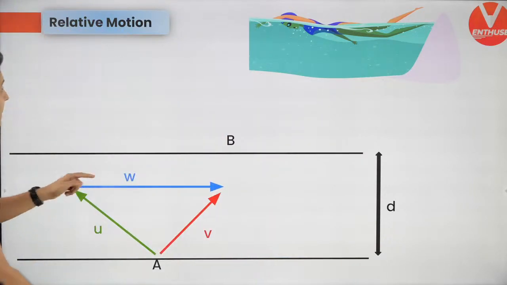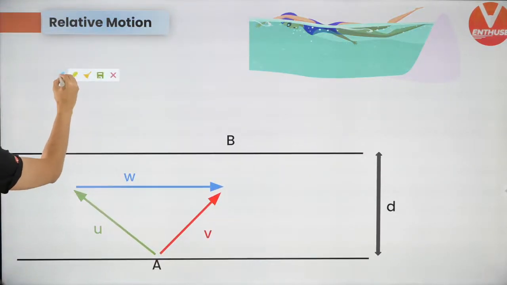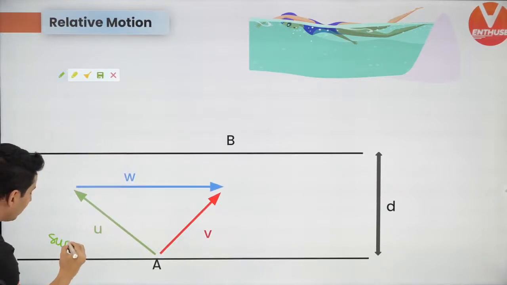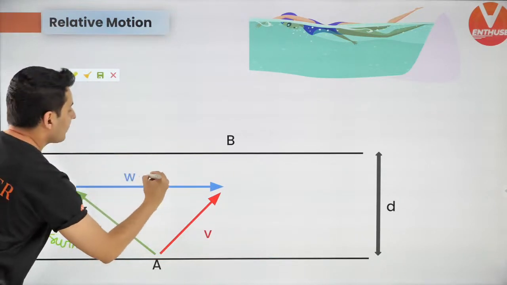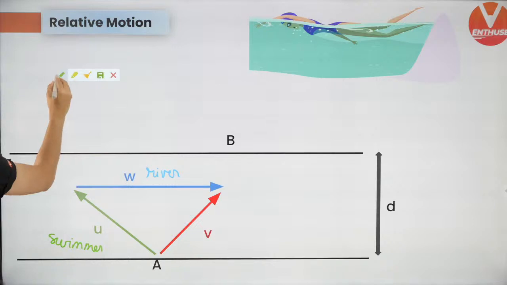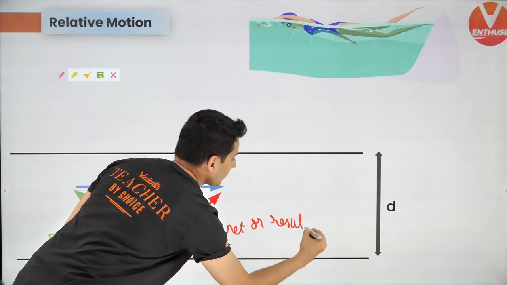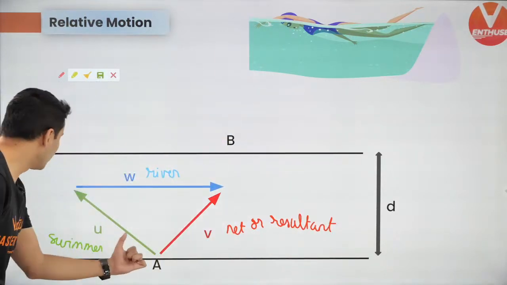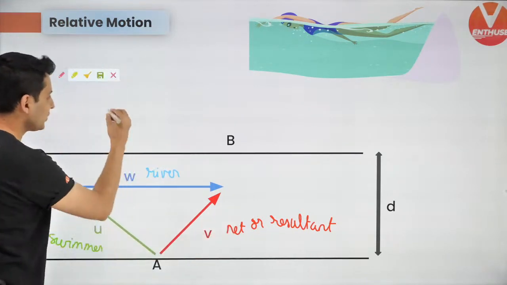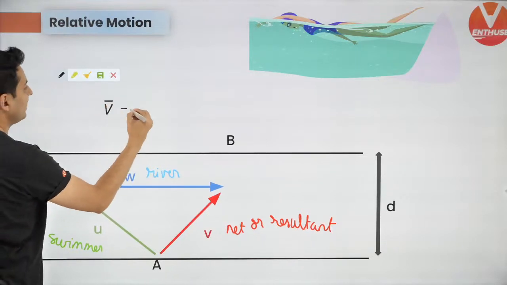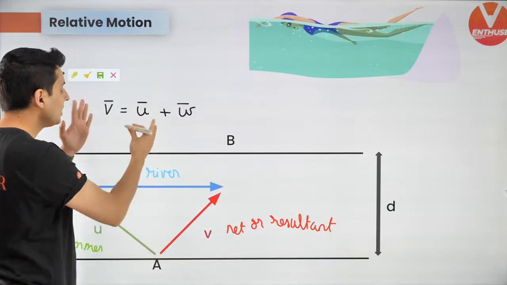Next up, what is each of these quantities? Keep this in mind. This U is the velocity of the swimmer. This W is the velocity of the river. And this V is the net velocity, or I can say the resultant velocity. So the swimmer's velocity plus the river velocity gives you the total velocity. Very important equation: the total velocity is the swimmer's velocity in still water plus the water velocity, or the river velocity, that will give the resultant.